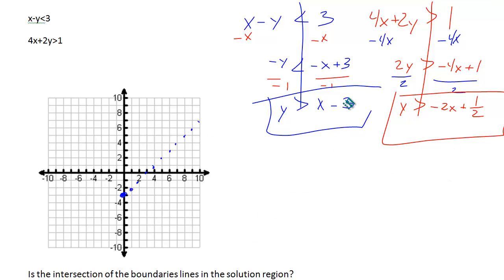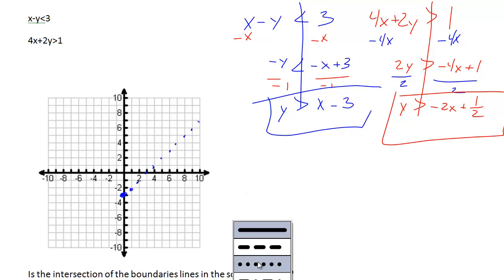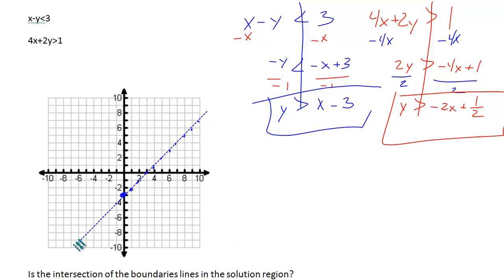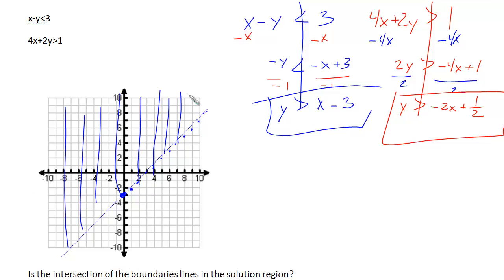Select my line tool. Now again, this is greater than. There's no equal symbol there. So I'm going to go ahead and make it a dashed line. Something that looks a little bit more dashed. Dotted. There's a dotted line. And I'm talking about values that are greater than. So that is anytime I am above that line.